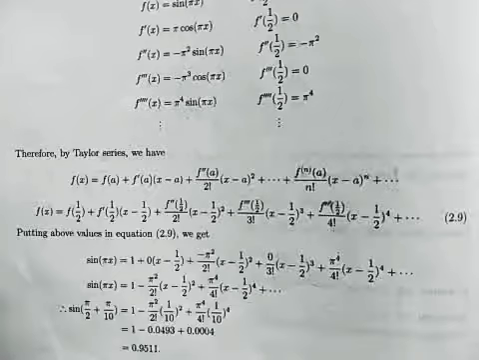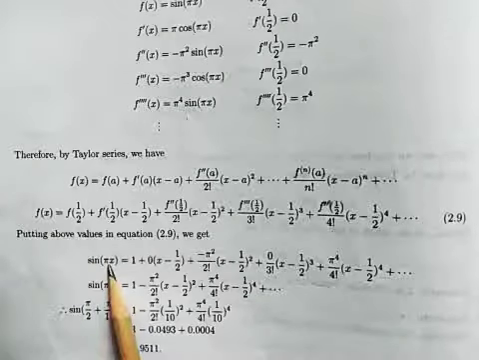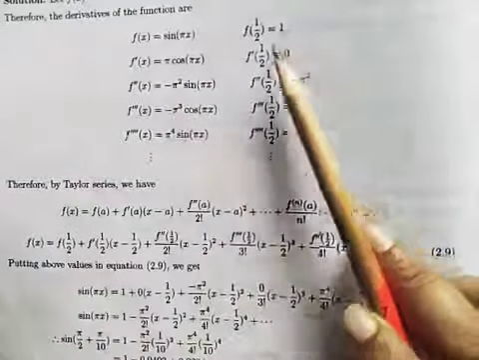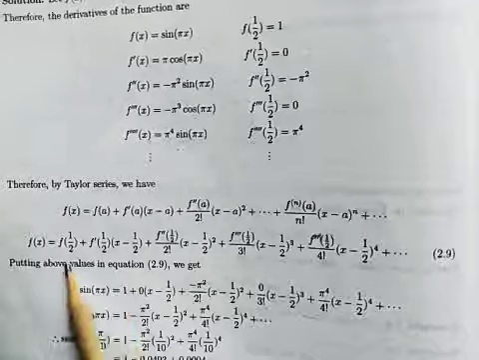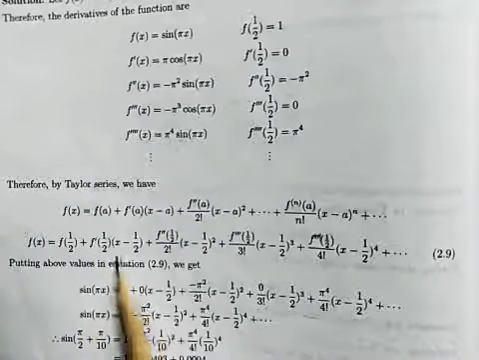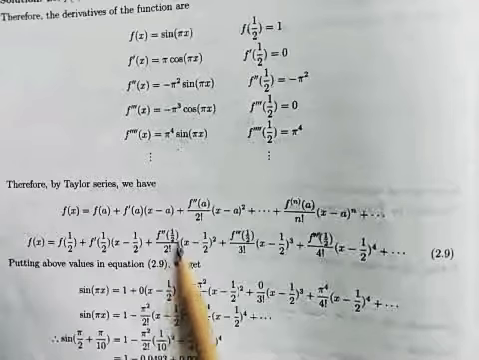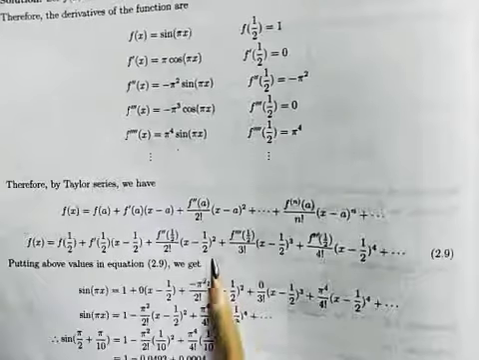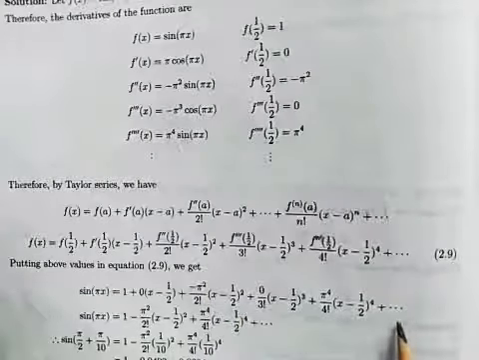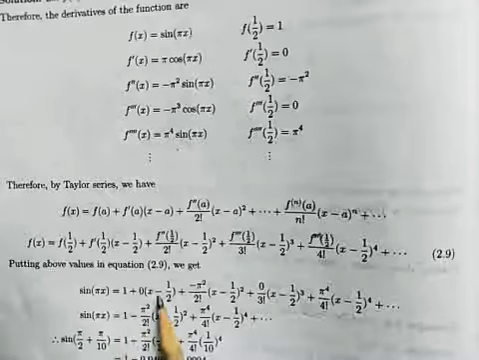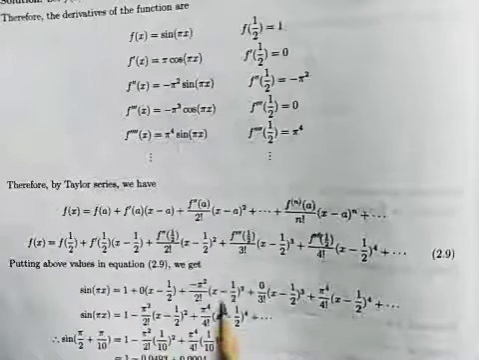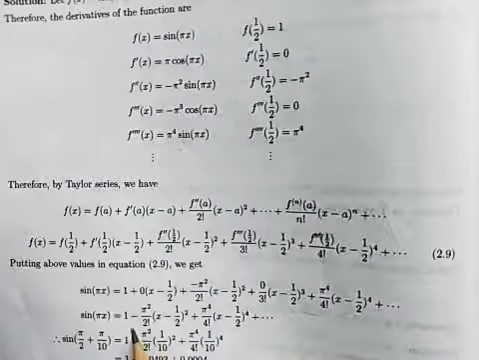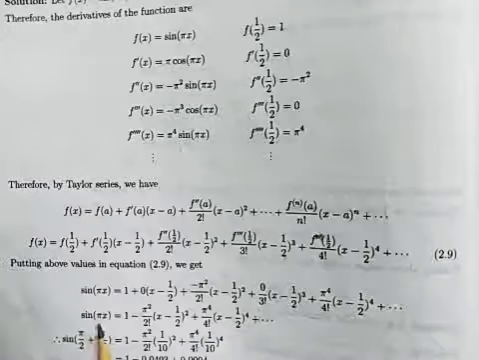Now using all these values, our f(x) is sin πx. We calculated the value of f(1/2) as 1. So let us substitute all these values. f(1/2) is 1, f'(1/2) is 0, (x minus 1/2) as it is, f''(1/2) is minus π squared upon 2 factorial, (x minus 1/2) squared as it is. Substituting all these values, finally we get this: 1 plus 0, minus π squared by 2 factorial (x minus 1/2) squared, plus 0, plus this term. So these are the terms of the series of sin πx.